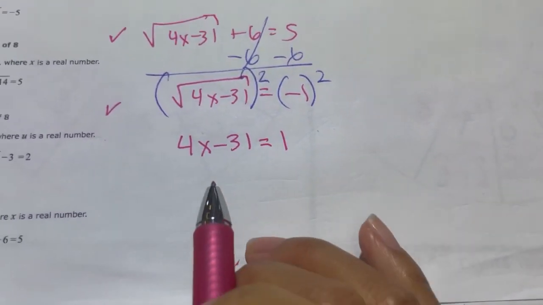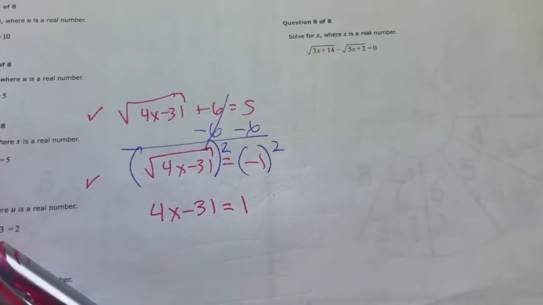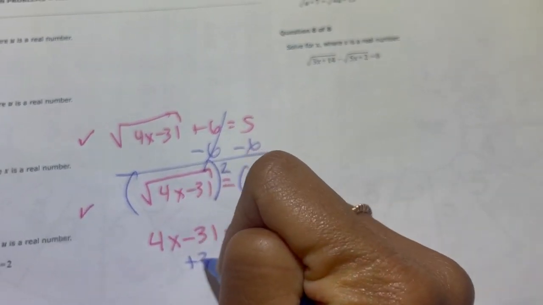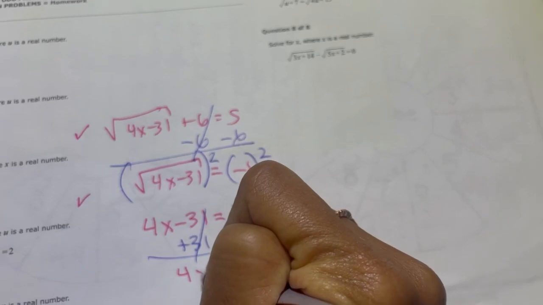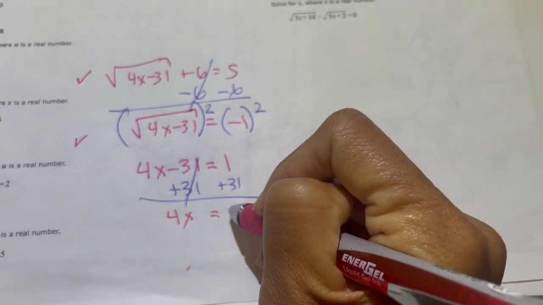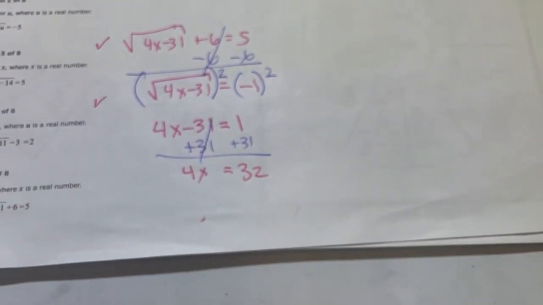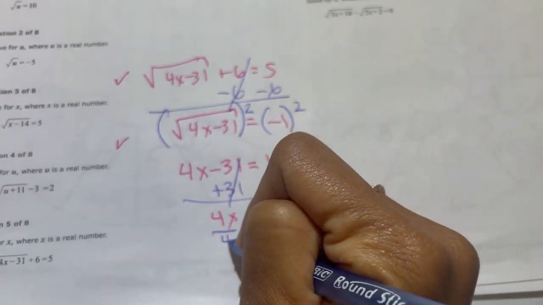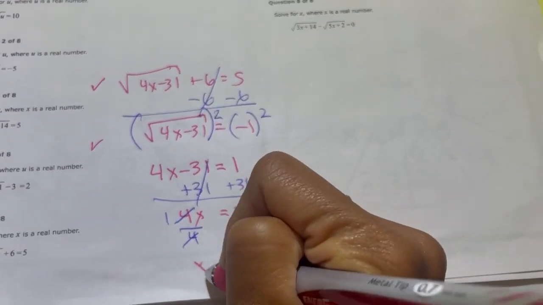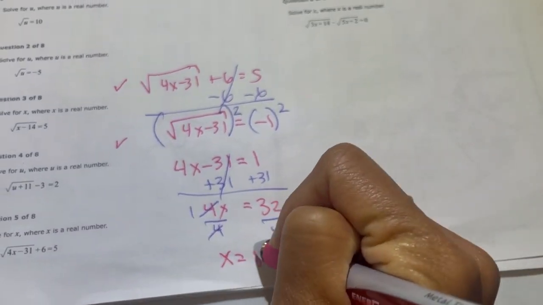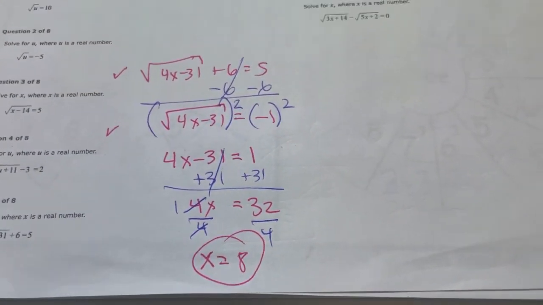So here, to get x sitting by itself, what do we do? Add 31 to both sides. That becomes a 0. I'm going to go through this quickly. 4x is equal to what? 32. What do we do next? Right, divide by the coefficient, which is 4. That becomes a 1. So we end up getting x is equal to 8. And we're like, whew, we're done.